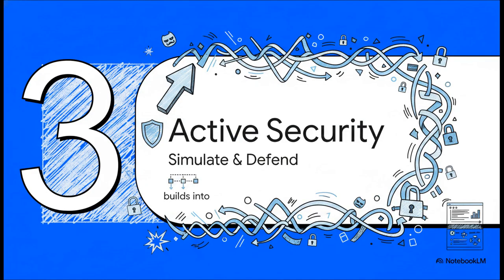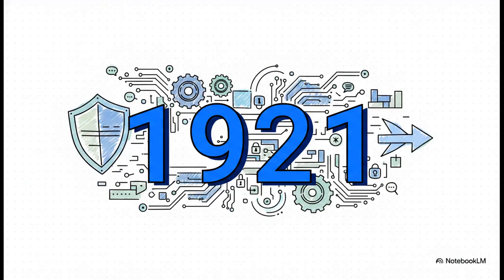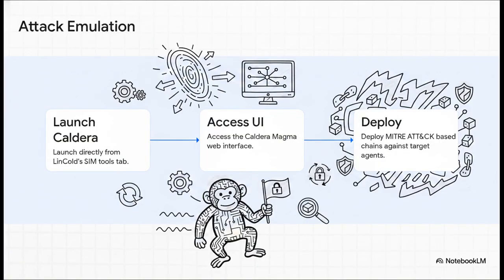Moving on to Section 3, active security and simulation. Okay, 1921. Now that's not just some random statistic. That massive number represents the 1921 built-in abilities ready to be deployed for MITRE ATT&CK and adversary emulation right from LinCold. It is an incredible, ready-to-go arsenal for defenders who want to proactively test their own defenses against real-world attack behaviors. So how do you actually deploy them in the real world?